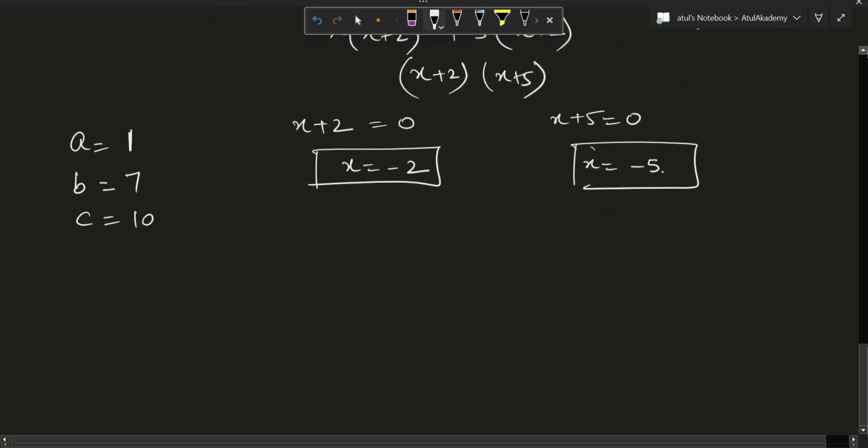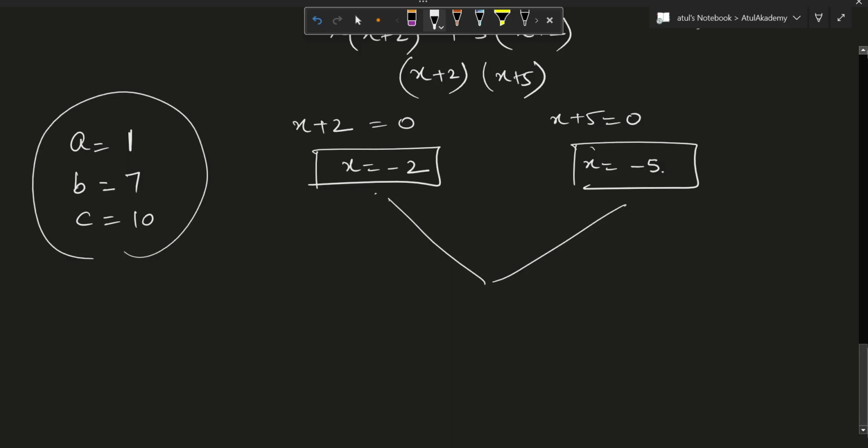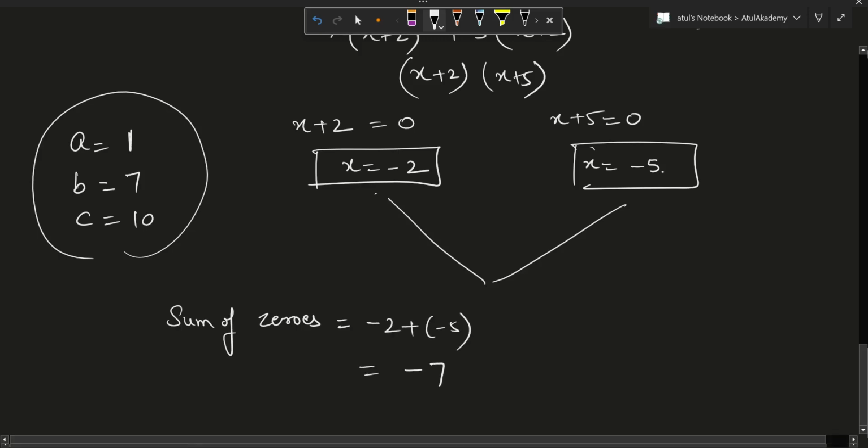Now let's move on to another thing. The zeros I have. What is the relationship between these zeros and these coefficients? Let's find it out. If I add these zeros, what is the sum of zeros? Minus 2 plus minus 5 comes out to be minus 7. What is the product of these zeros?